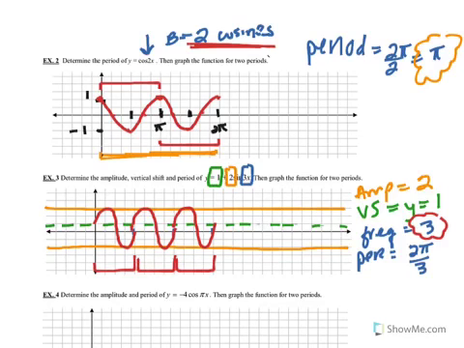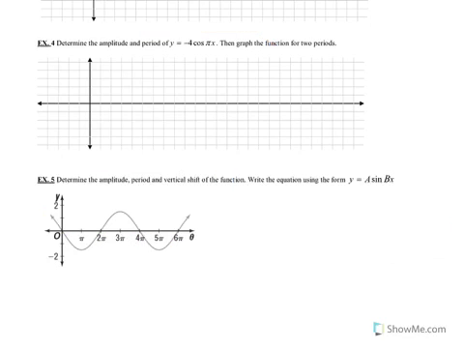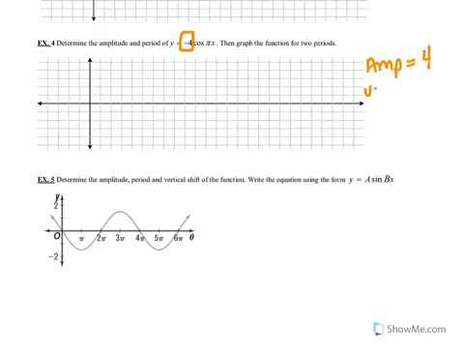All right, let's try another example. Determine the amplitude and period of y equals -4 cosine pi x, and then graph the function for 2 periods. This one has a little less going on with it. What we want to notice is that we have an amplitude of 4. We also know it's going to be upside down because there's a negative in front. And then the leading coefficient is pi.